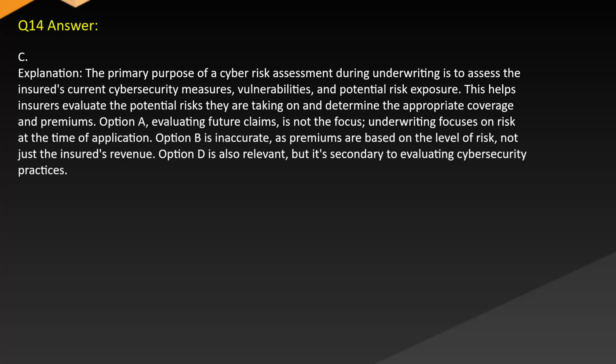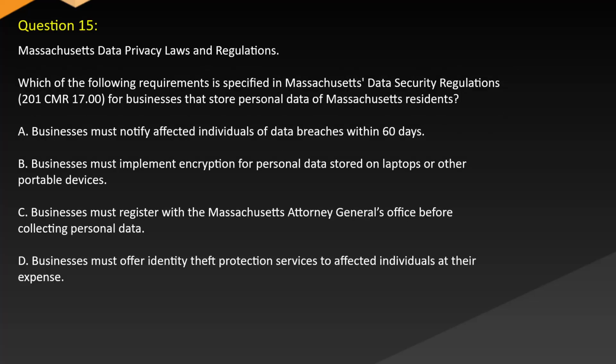Option A. Evaluating future claims is not the focus. Underwriting focuses on risk at the time of application. Option B is inaccurate, as premiums are based on the level of risk, not just the insured's revenue. Option D is also relevant, but it's secondary to evaluating cybersecurity practices. Question 15.